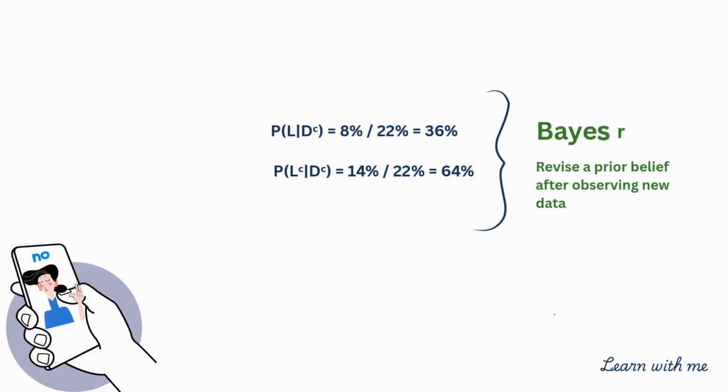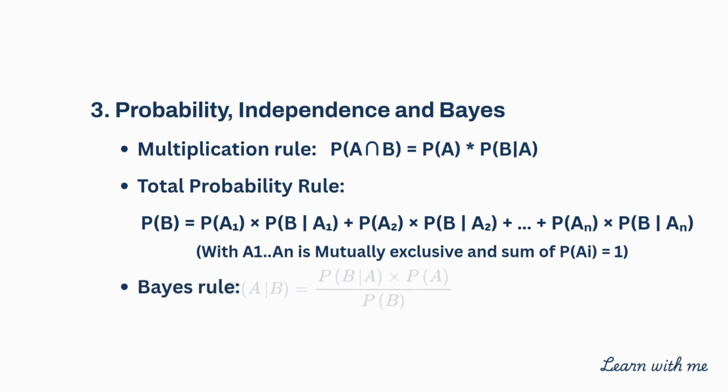And this is exactly what Bayes' rule is about. It's the idea of starting with an initial belief, then updating it once we get new information. More generally, Bayes' rule says that the probability of something, given new evidence, equals your prior belief times how consistent the evidence is, divided by the overall probability of that evidence happening.